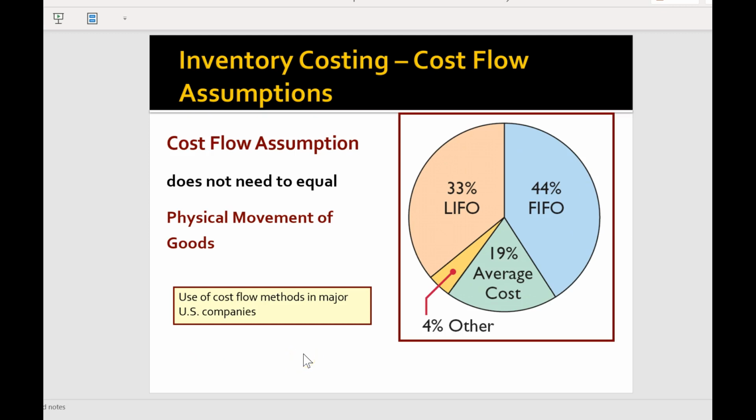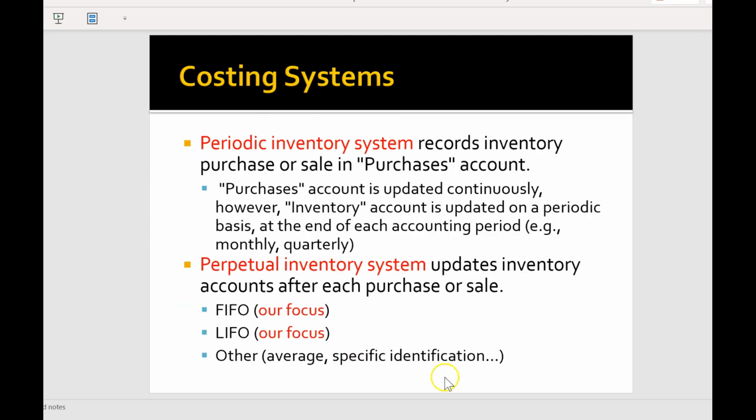So in reality, this is some survey on the use of cost flow methods in major US companies. A lot of firms are using FIFO, about 1/3 of firms using LIFO. 20% of firms using average cost, which means taking the average of all the inventories and using the average. 4% use other, for example, specific identification, right?